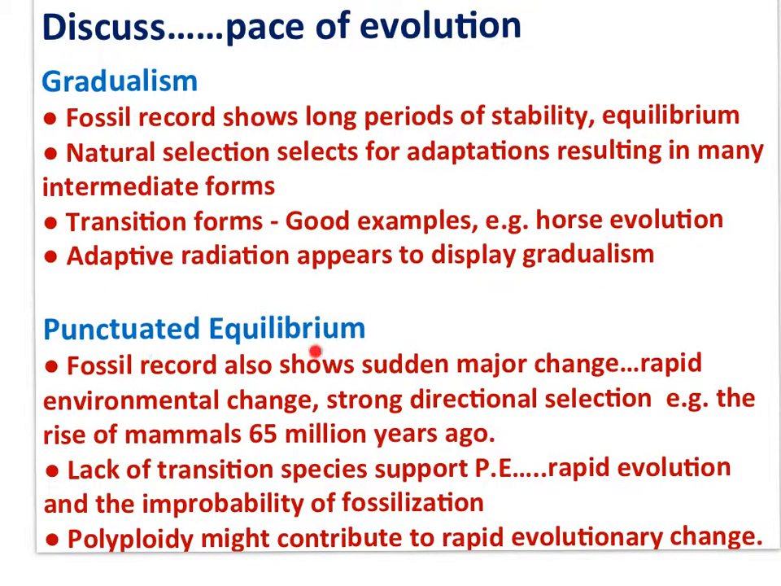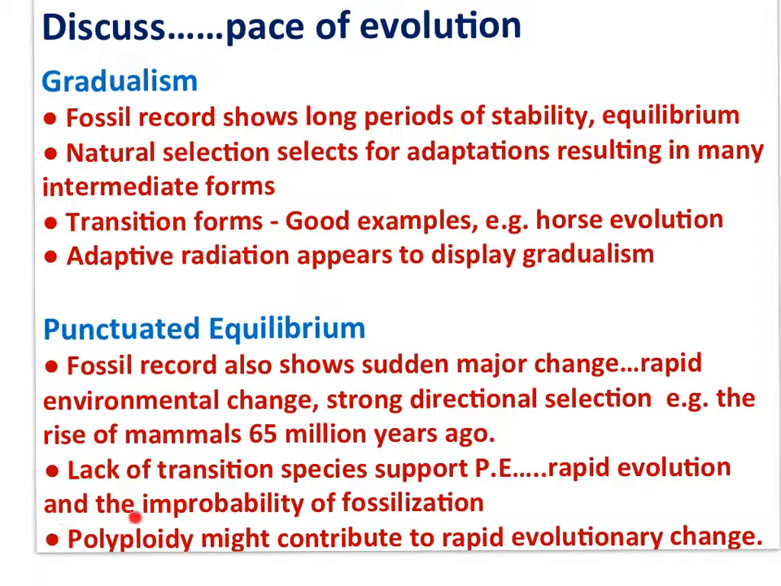For punctuated equilibrium, the fossil record also shows sudden major change, rapid environmental change, strong directional selection. The rise of mammals 65 million years ago is probably an example of punctuated equilibrium. There is a lack of transition species that also supports punctuated equilibrium. There is rapid evolution, which is not easy to catch given the improbability of fossilization.